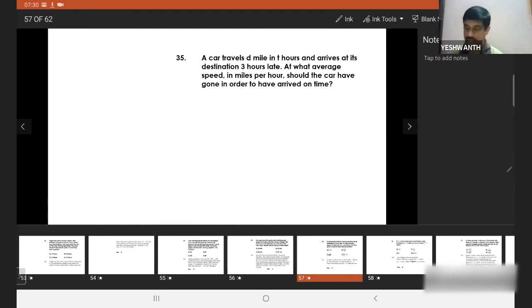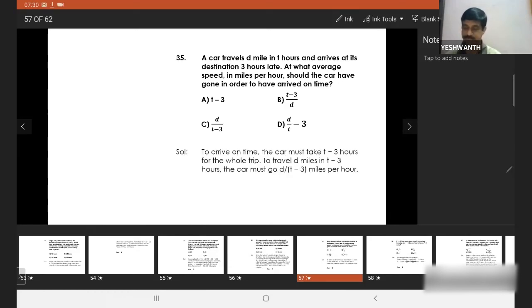A car travels D miles in T hours and arrives at a destination 3 hours late. At what average speed in miles per hour should the car have gone in order to have arrived on time? This is very, very simple, children. So, what is that it has happened? It has arrived 3 hours late. So, actual time, if you call it as T, so T minus 3 should have been the actual time of travel to arrive at the correct time.